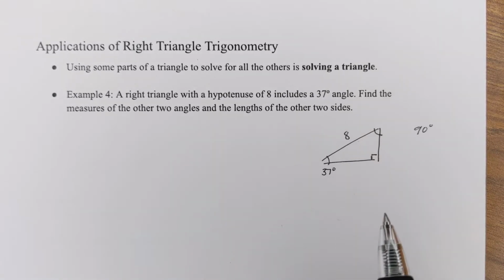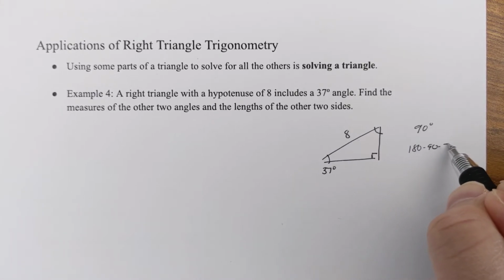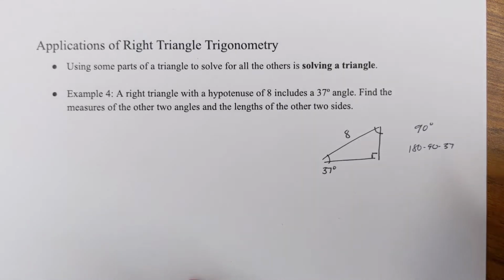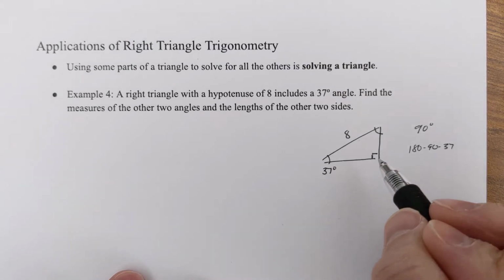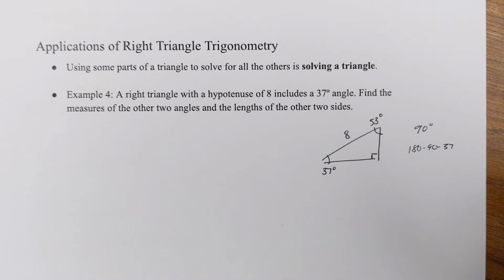So you have to remember that the angles in a triangle add up to 180. So we would take 180 minus 90 minus 37, which is 53, I believe. 180 minus 37 minus 53. Yep. Whoops. 180 minus 90 minus 37, yes, is 53. So the missing angle is 53 degrees.